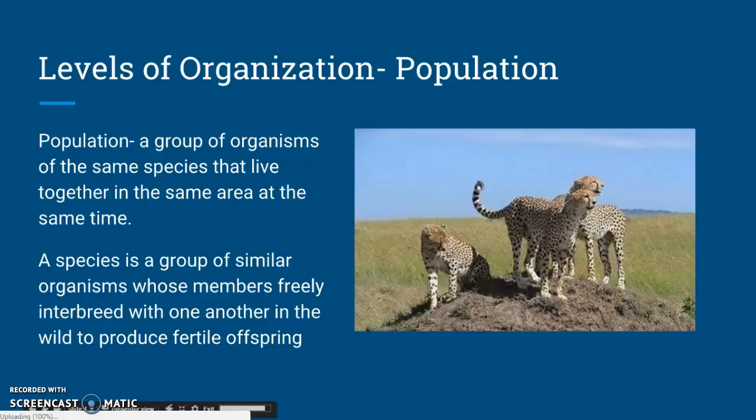A species is a group of similar organisms whose members freely interbreed with one another in the wild to produce fertile offspring. So we've talked about the mule a lot, and the mule is not a species because it cannot go on its own. While it is the combination of a donkey and a horse, it cannot go on its own and reproduce. So remember, a species must be able to reproduce on its own.